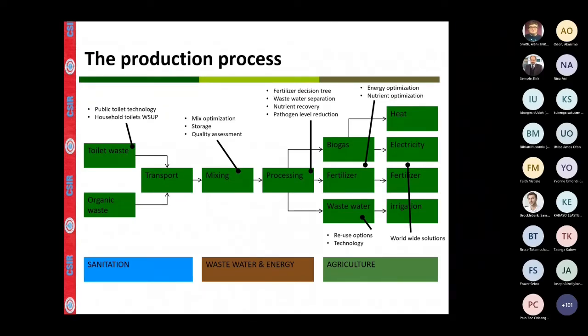So as you can see from the previous slide, they get the waste from the toilet, organic, they transport it. They have a section where they do the mixing of the two. Then they process, they get biogas, fertilizer, and then they get wastewater. And all these streams, they can use the biogas for heating, for electricity, they can use the fertilizer for farming, and then the wastewater can be used for irrigation purposes.